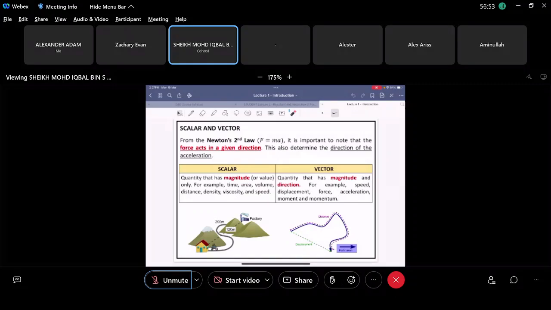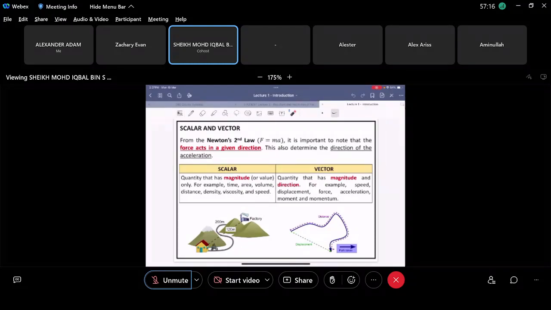I think everyone here knows the difference between scalar and vector. A scalar is just a quantity that has magnitude only. For example, time, area, volume, distance, density, viscosity, speed, and so on. They only have magnitude. They do not have direction. So they are scalar quantities.